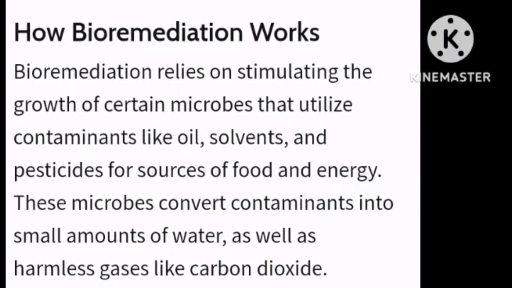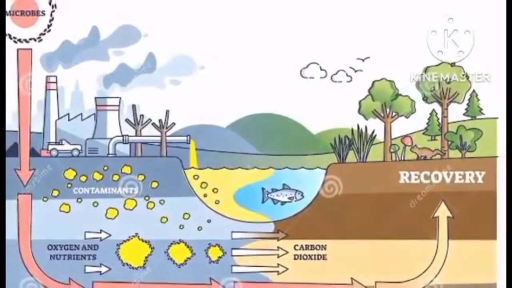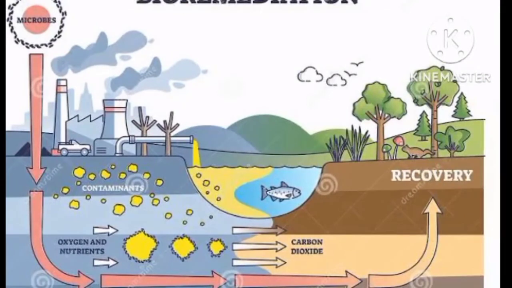How bioremediation works. Bioremediation relies on stimulating the growth of certain microbes that utilize contaminants like oil, solvents, and pesticides as sources of food and energy. These microbes convert contaminants into small amounts of water as well as harmless gases like carbon dioxide. Bioremediation requires a combination of the right temperature, nutrients, and food. The absence of these elements may prolong the cleanup of contaminants.